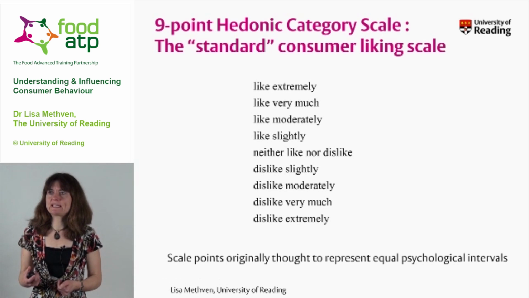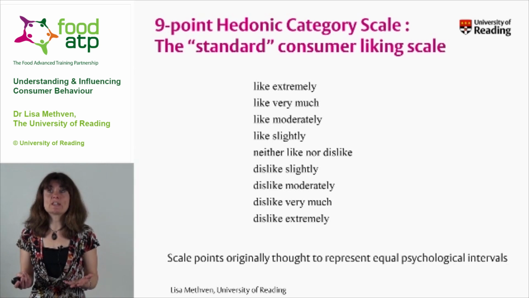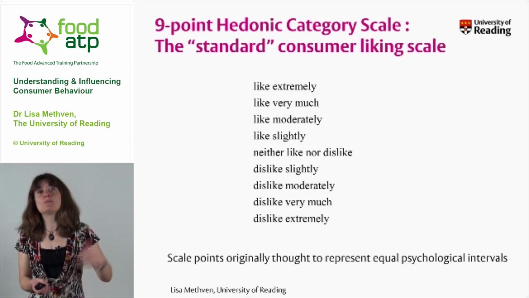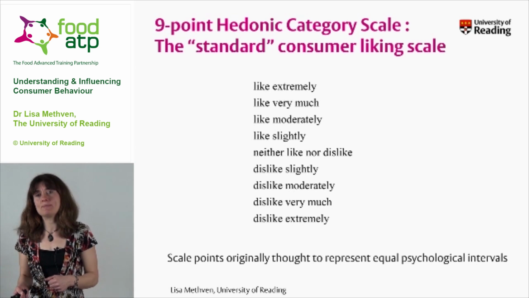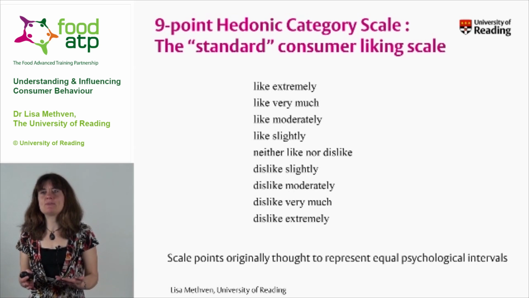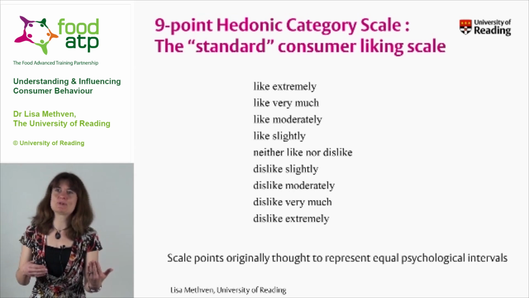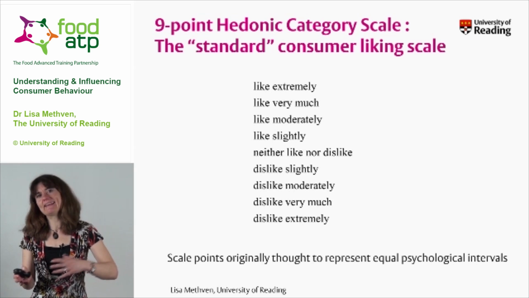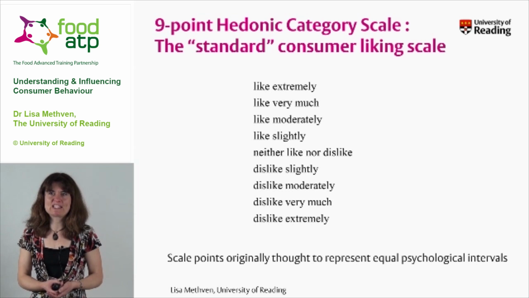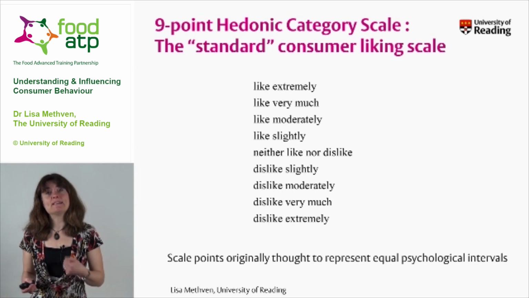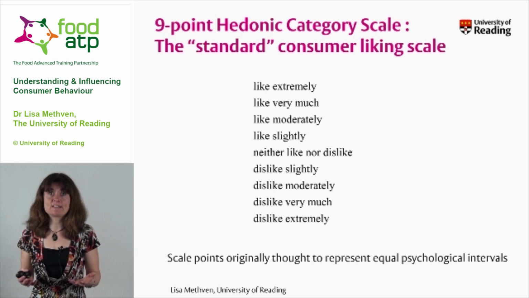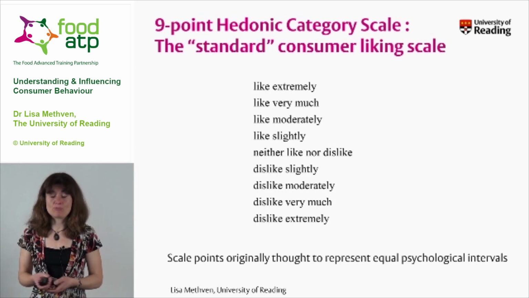We can actually use a category scale for consumer tests as well, for a sort of a hedonic test of liking. And the most typical example of that is the 9-point hedonic scale. It's 9 points because it's got 9 categories, and it goes from like extremely at one end down to dislike extremely at the other. When the scale was developed, it was thought that the distances on the scale represented equal psychological intervals. In other words, the distance between dislike very much and dislike moderately was the same sort of interval between like slightly and like moderately. There's probably a bit more argument these days as to whether that's really true. However, I would say that the 9-point hedonic scale is still the industry standard for looking at hedonic liking of products with consumers.